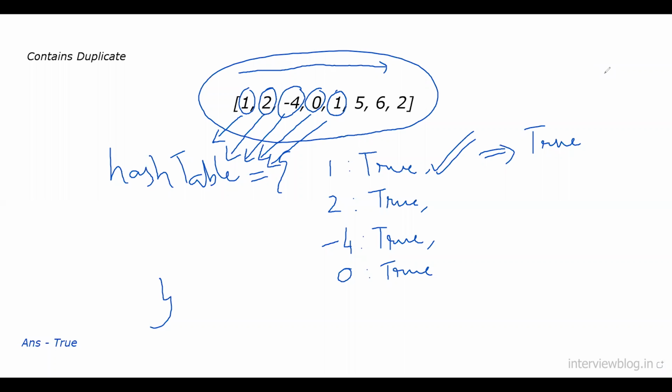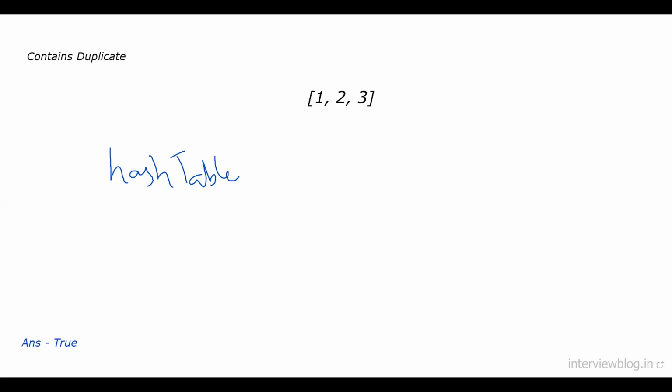Please note that there is no requirement for me to traverse the remaining part of the array, since I have already found a duplicate value. Let us now work out another example. In this example, the given input array consists of integers 1, 2, and 3. So my first step would be initializing a hash table. Now I'll be traversing the given input array and I'll check if the given elements are present in the hash table or not. Now I'll go to 1.